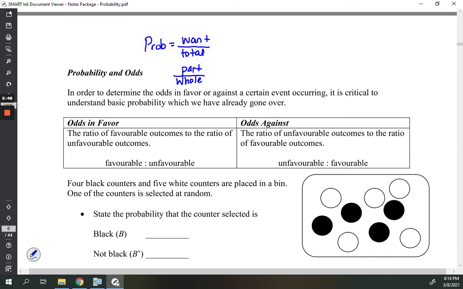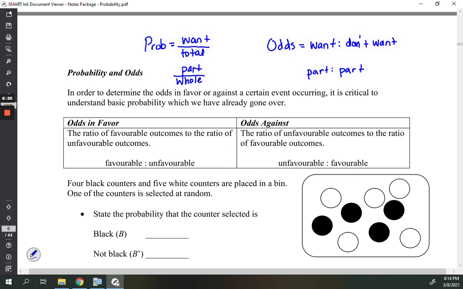Odds is a little bit different. It's very closely related to probability, but we write it in a bit of a different way. When we do odds, we always write it as a ratio. A quick way that I like to write it is whatever you're looking for, what you want, as a ratio to what you don't want, what you're not looking for. So when you're doing odds, it's actually a part of something compared to the other part of something. You don't have any totals anymore. You're just separating it into parts.